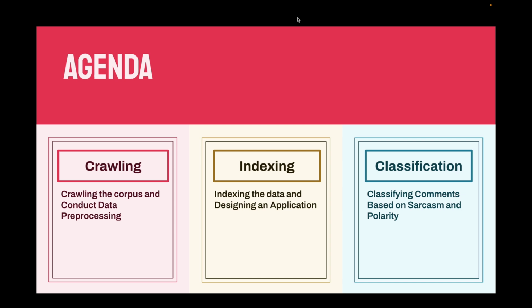Here's a quick look at what we'll cover. First, how we crawled and cleaned the Reddit posts and comments. Then, how we index everything and build a search interface. And finally, how we use machine learning to detect sentiment and sarcasm.